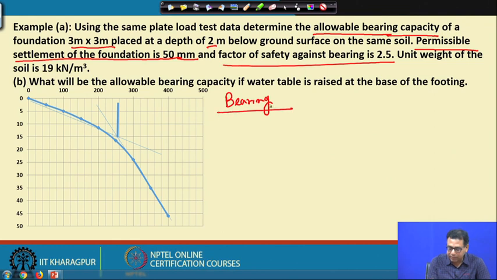So, we are taking the bearing capacity criteria, and as I mentioned, in the bearing capacity you have to apply the factor of safety, and that is 2.5. And in case of settlement, we apply no factor of safety, but there is a permissible settlement, and that is 50 millimeter. That means you have to design your foundation such that the settlement should not be more than this permissible settlement. Here it is 50 millimeter.